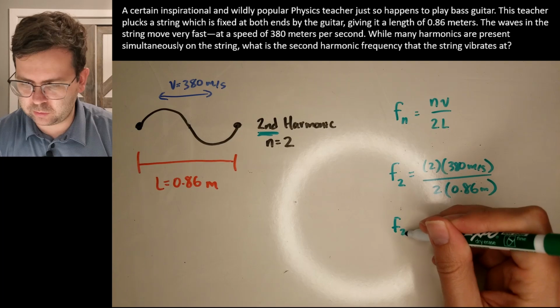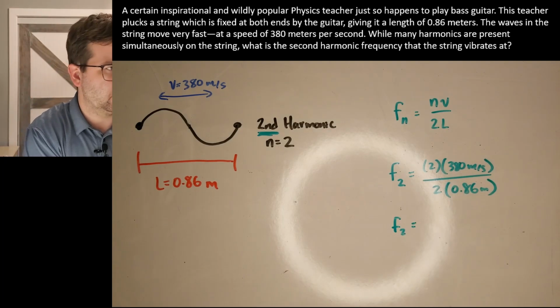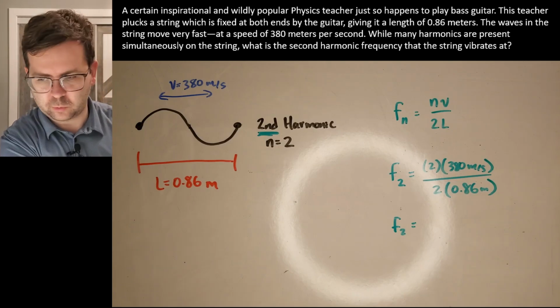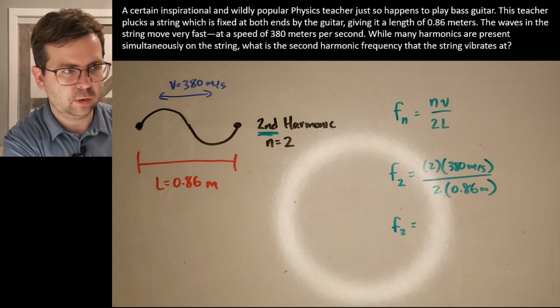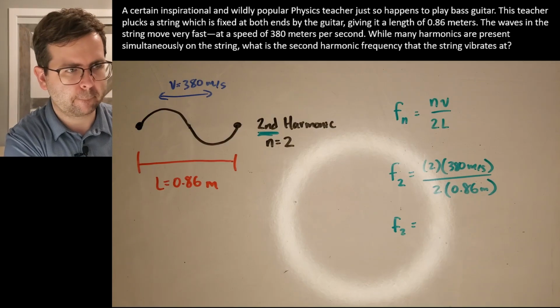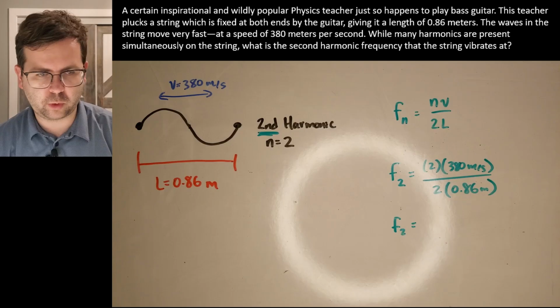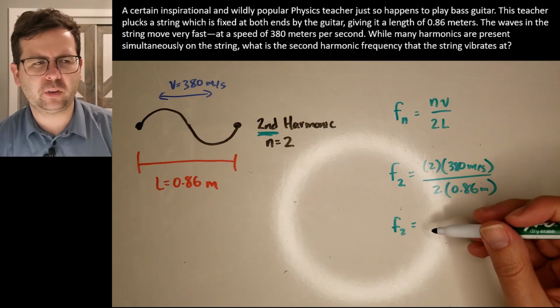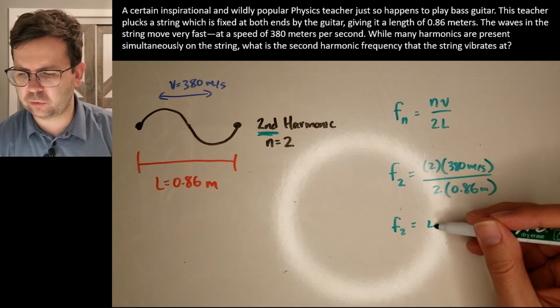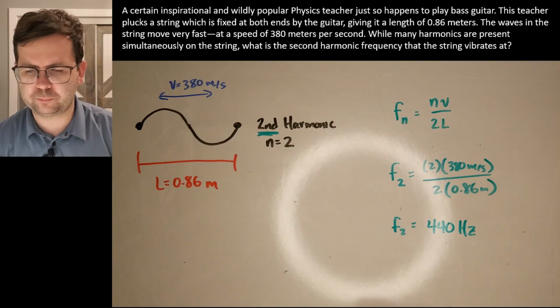And then we're ready to do some calculations. So I'm going to put all those into my calculator here, which I just have as a spreadsheet. So I get 441.9, but I only need 2 significant figures there, so my frequency is 440 hertz.